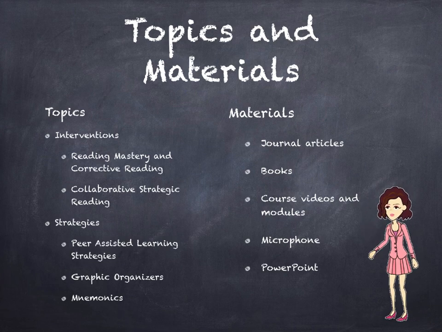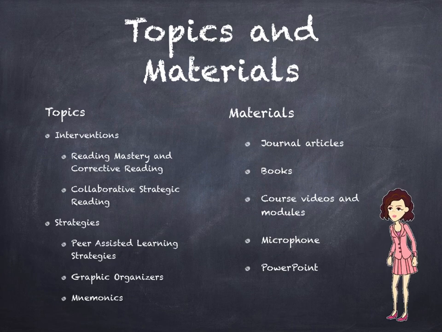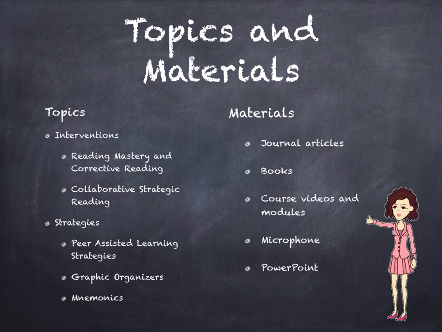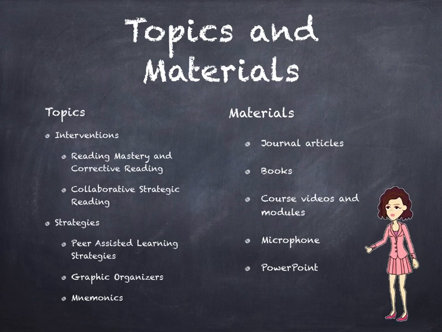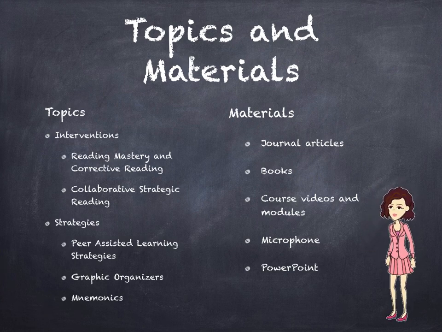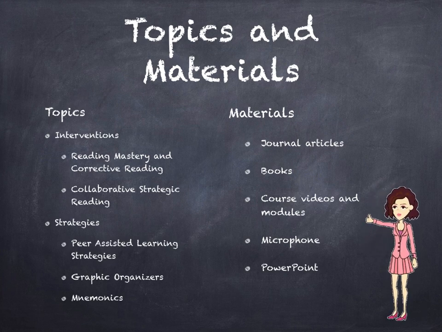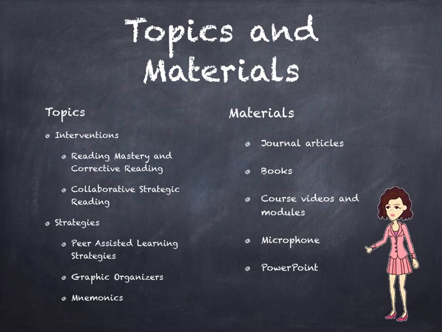For this project, you can choose to present on an academic intervention, which is applicable to a single subject area, or an instructional strategy, which can be applied across subject areas. Your textbook, IRIS modules, and assigned journal articles are great resources to help you choose a topic. Example interventions are reading mastery and corrective reading, or collaborative strategic reading, which are interventions specific to reading instruction. Some example strategies are peer-assisted learning strategies, graphic organizers, and mnemonics. These strategies can be applied across subject areas, reading, writing, and math.